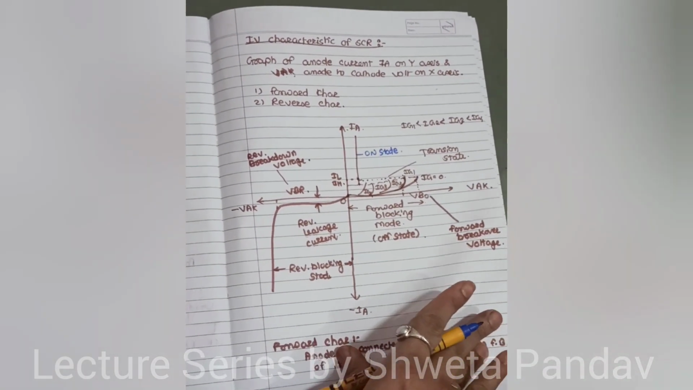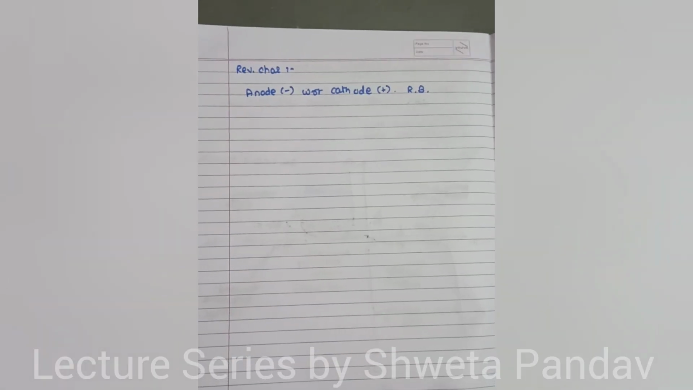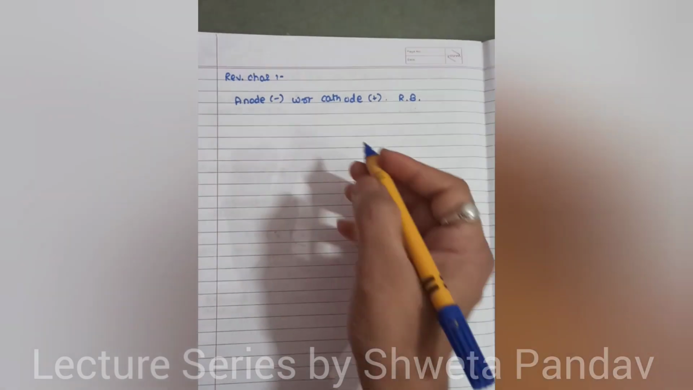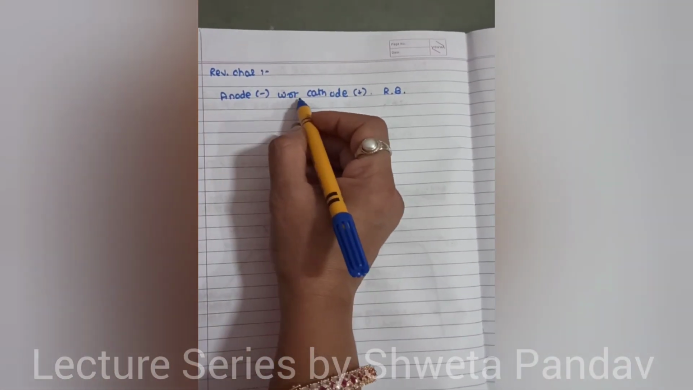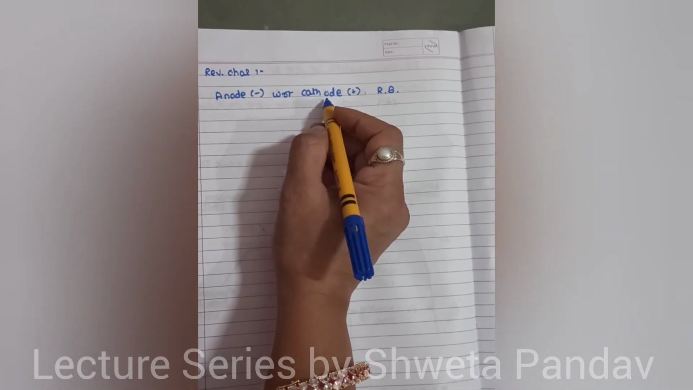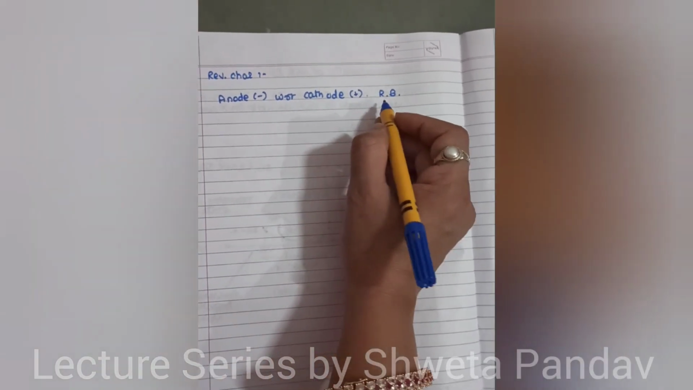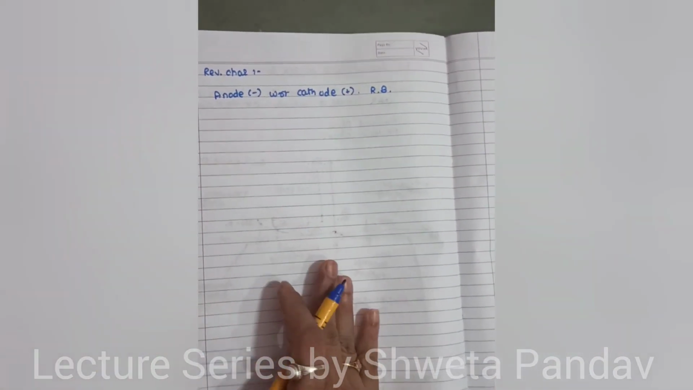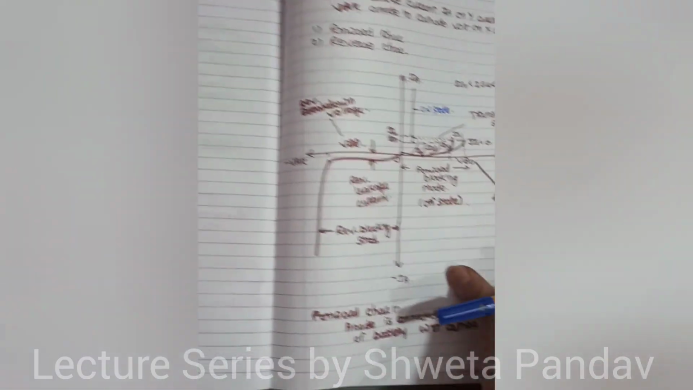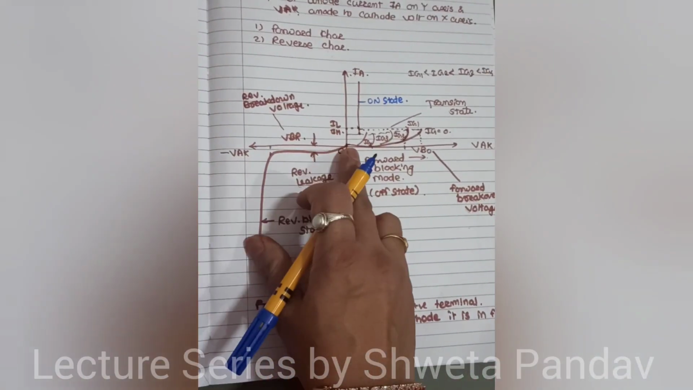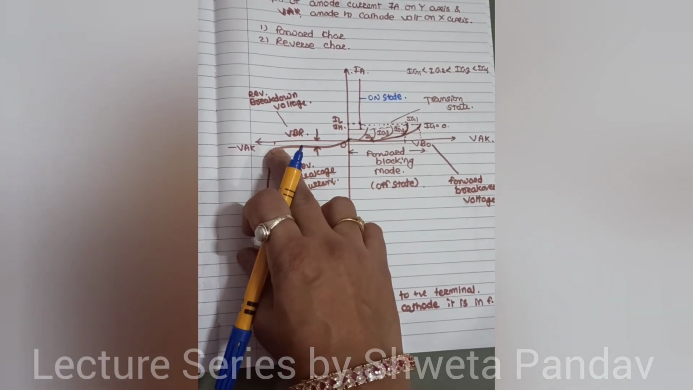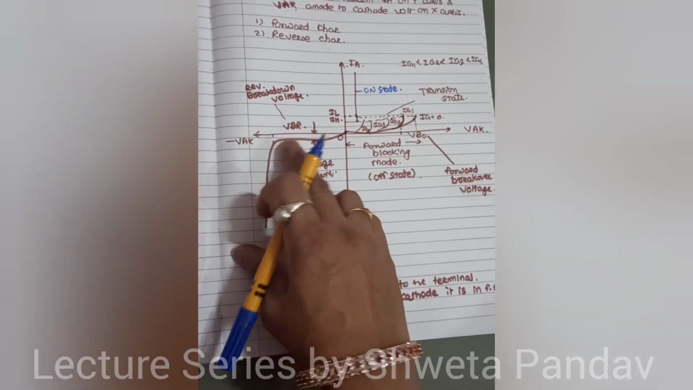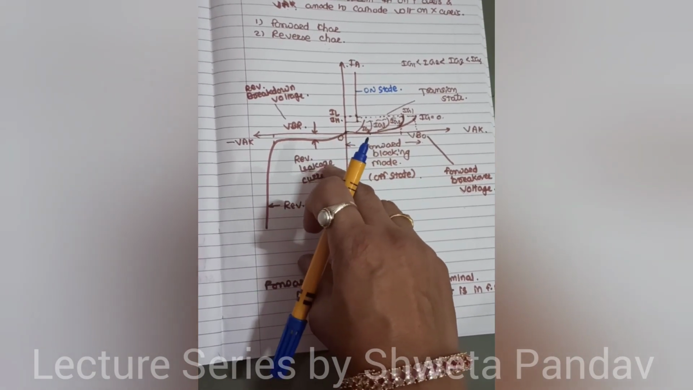Now next characteristic is reverse IV characteristic. Whenever anode of an SCR is connected to negative terminal with respect to cathode terminal, the SCR is said to be in reverse bias mode. As you can see from the graph, the reverse current increases to a small value up to this voltage. Now this current is called as reverse leakage current.